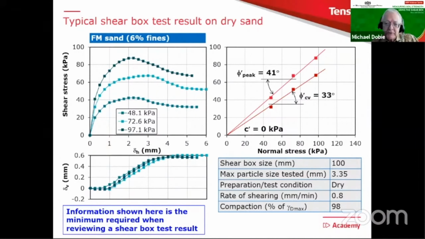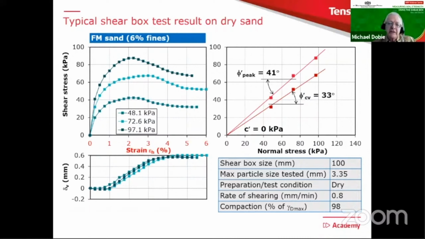And you'll see as we go along, you're going to see this layout of information quite a few times for different results. And you're going to see in some cases bits are missing. But on purpose, I leave all of the items here. And frequently you'll see the vertical movement of the shear box missing in a test, which is a great shame because that is very helpful to help you interpret the results you're seeing.